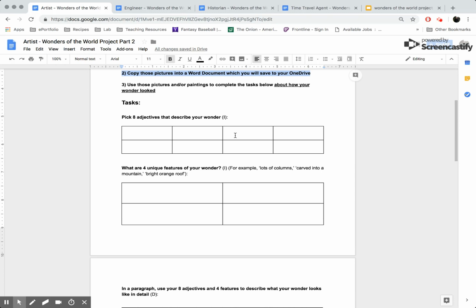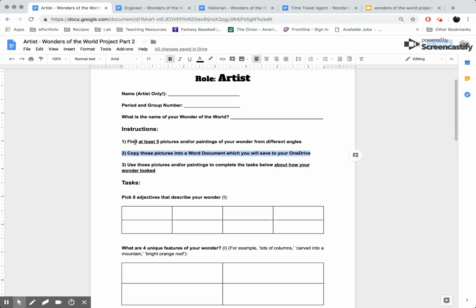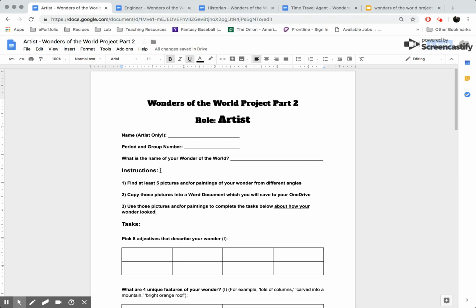So all of you are completing the worksheet, and the artist has one small extra step of finding some images and saving that to your OneDrive. And I will come around to each group to help you make sure we get that part done. Otherwise, guys, you can go ahead and start picking roles and get started on part 2 as soon as you're ready. All right, thanks, guys.